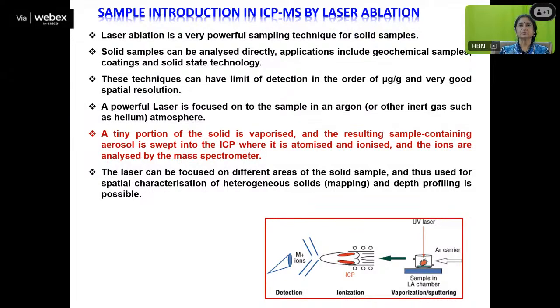Now, if you are taking a solid sample directly, a solid sample can also be analyzed directly in ICP-MS, but for that you need a separate type of sample introduction system. As in my previous class, I have already told you that either laser ablation, graphite furnace or hydride generation can be used as a solid sampling technique.